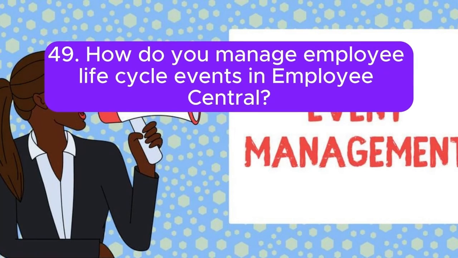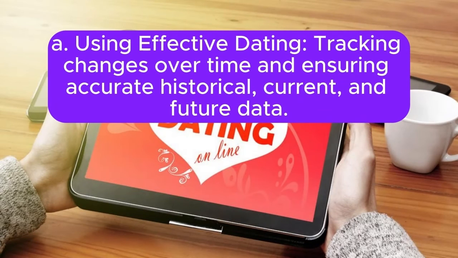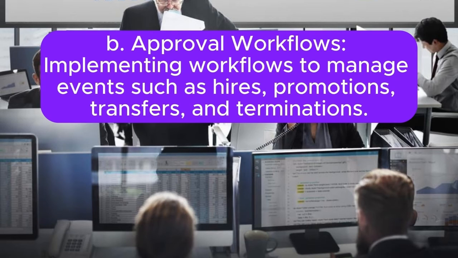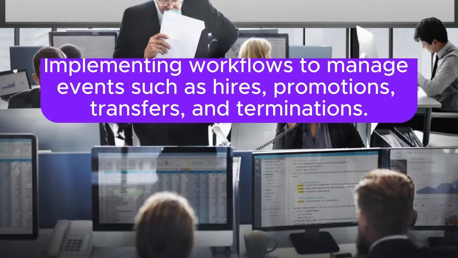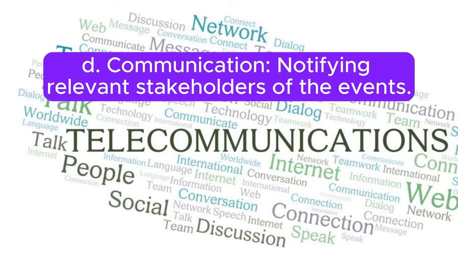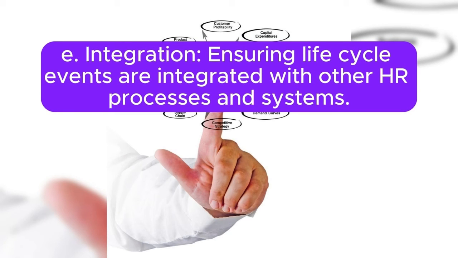49. How do you manage employee lifecycle events in Employee Central? Answer. Managing employee lifecycle events in Employee Central involves A. Using effective dating, tracking changes over time and ensuring accurate historical, current, and future data. B. Approval workflows, implementing workflows to manage events such as hires, promotions, transfers, and terminations. C. Data updates, ensuring employee records are updated accurately to reflect lifecycle events. D. Communication, notifying relevant stakeholders of the events. E. Integration, ensuring lifecycle events are integrated with other HR processes and systems.